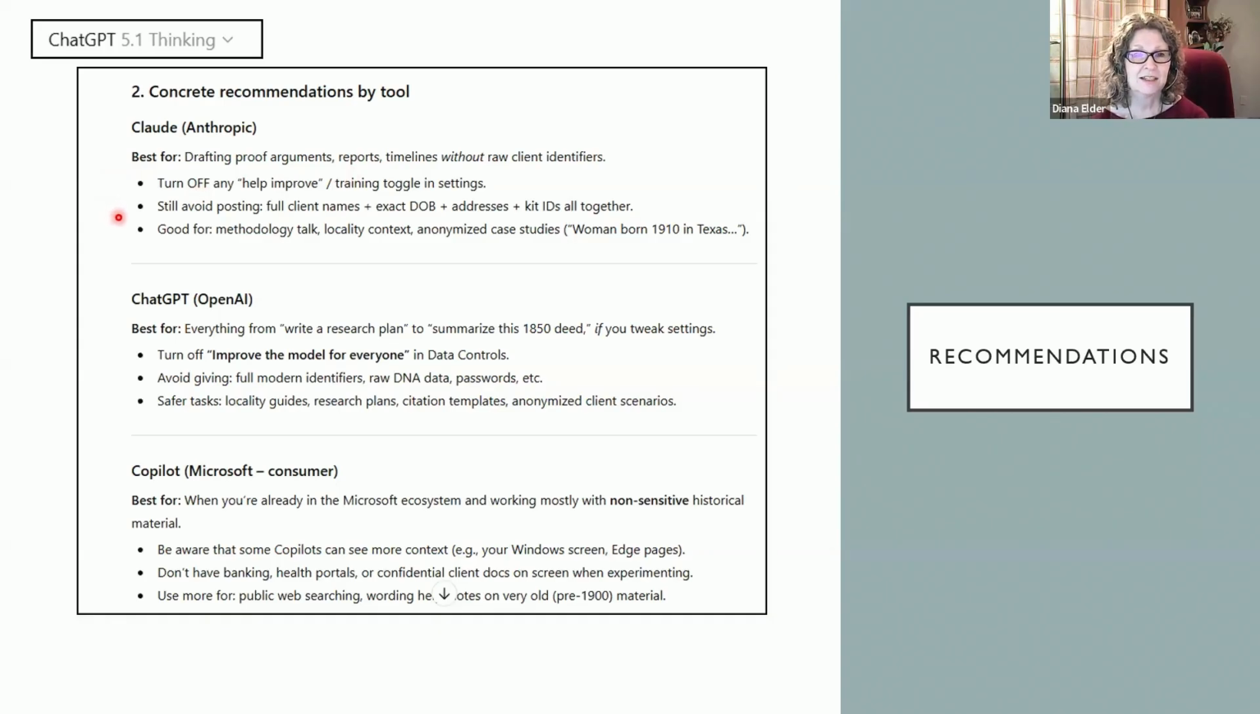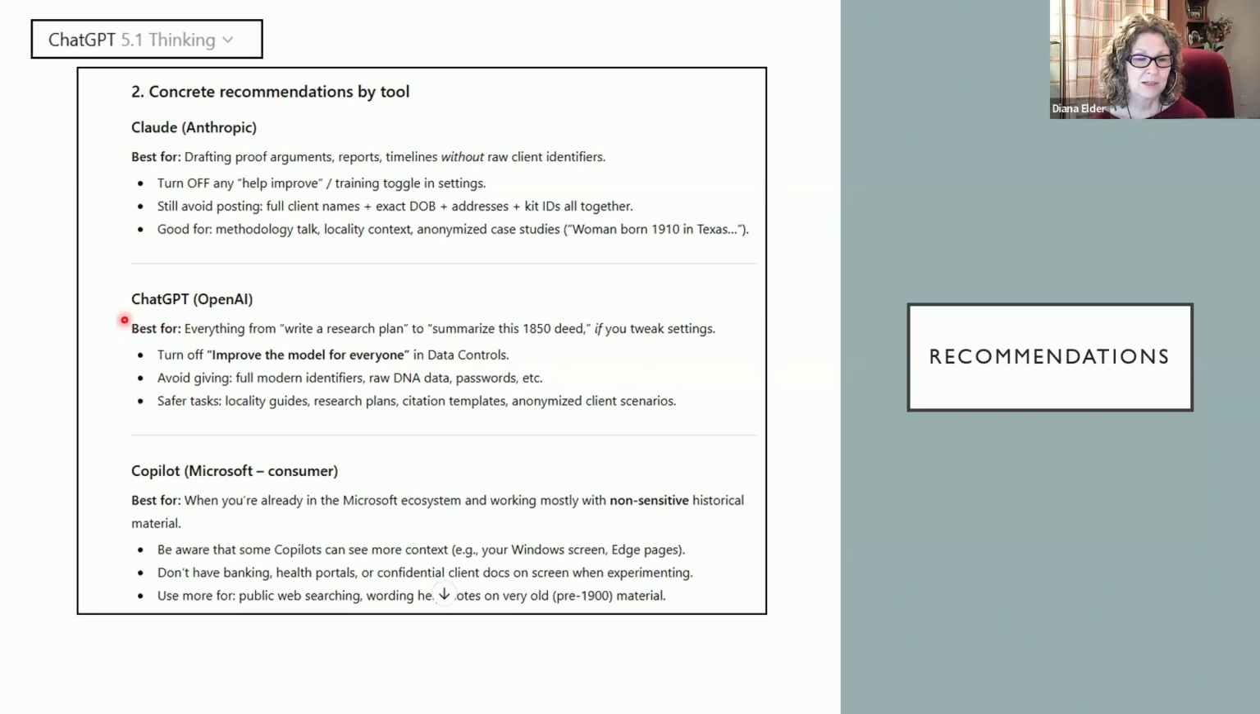And it still recommends to avoid posting full client names and exact date of birth, addresses, and kit IDs altogether. And we don't do that. That type of stuff we put in our Airtable base or keep it somewhere else. I would never put that in a client report anyway. And if we really wanted to use AI and we're worried about this, we could always just anonymize our report from the very beginning and have a key so we know who we're talking about, but never put names in AI. So it's good for methodology, locality, context, anonymized case studies, all sorts of ideas there that we can do when we want to use DNA with Claude.